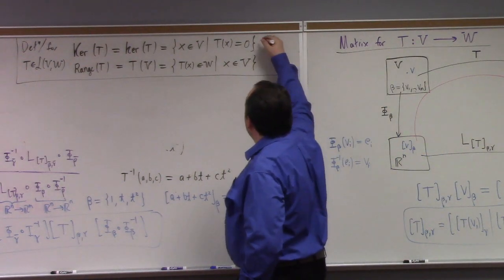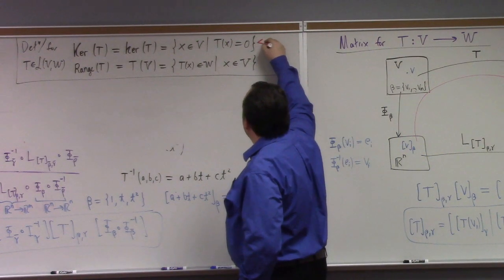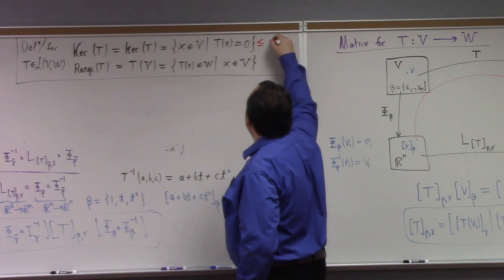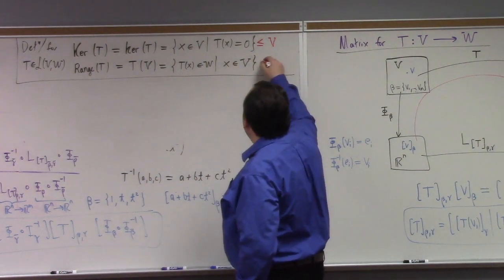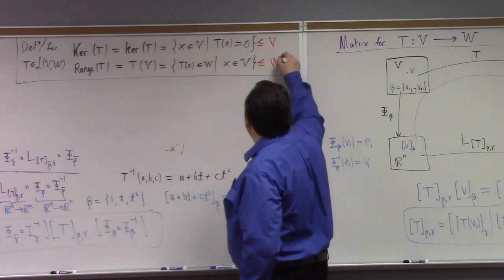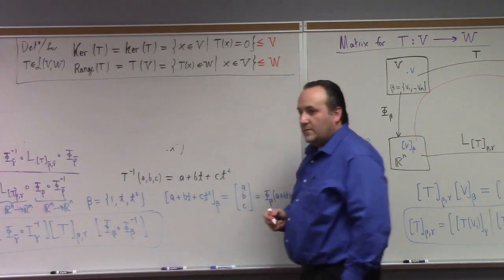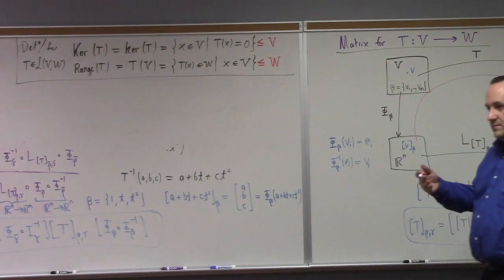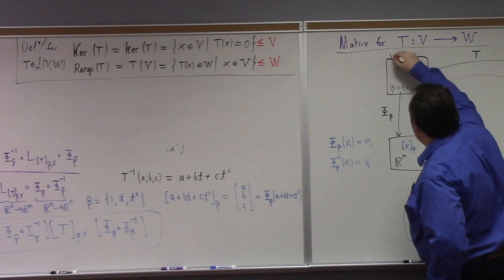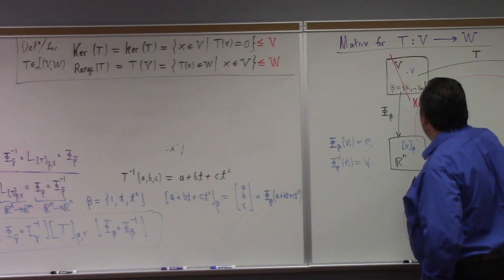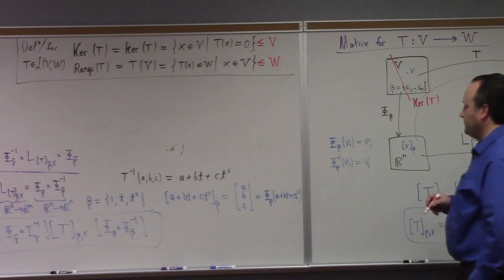You can easily prove that the kernel is a subspace of V. You can easily prove that the range is a subspace of W. These are special subspaces associated with the linear transformation T. So a picture of that, maybe something like this. There's a subspace like this. This is kernel T.